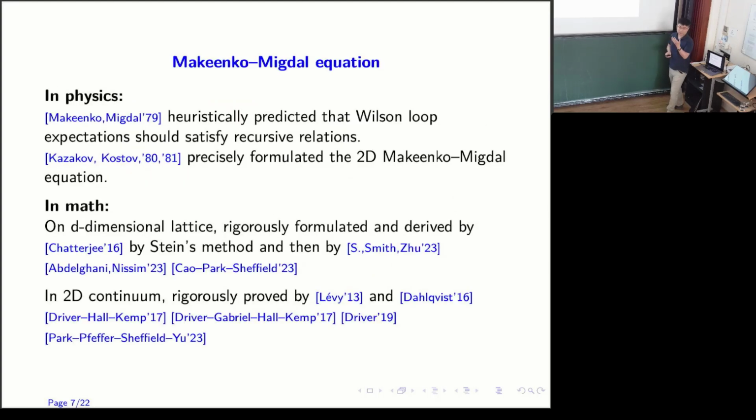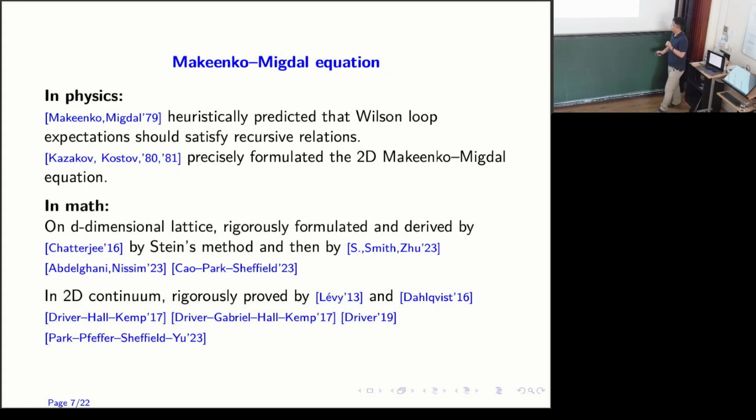And now what is a loop equation? What is the Makeenko-Migdal equation? In physics, they first heuristically predicted that there should be some recursions for Wilson loops. This paper, I think, is not just non-rigorous; it's not very clear whether they really wrote down the complete equation. But then later in another physics paper, they precisely formulated the Makeenko-Migdal equation in the 2D continuum.